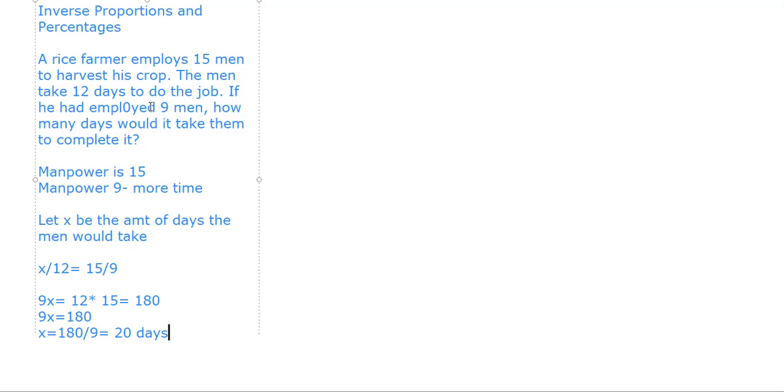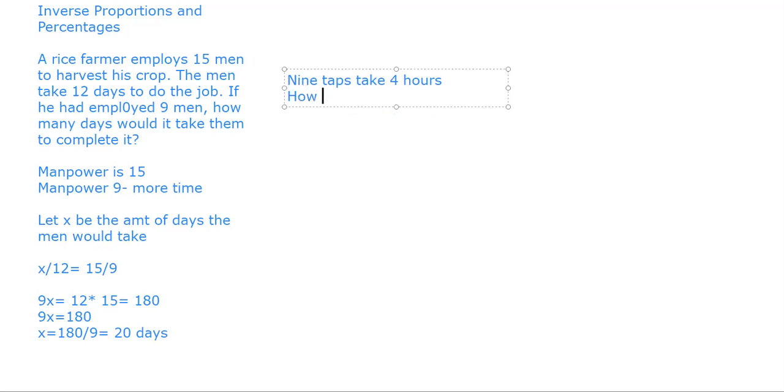Well, the second question is, same thing, 9 taps fill a tank in 4 hours. How many hours would it take to fill the tank if only 6 taps are working? So 9 taps take 4 hours. How many hours would it take 6 taps to fill the same tank?